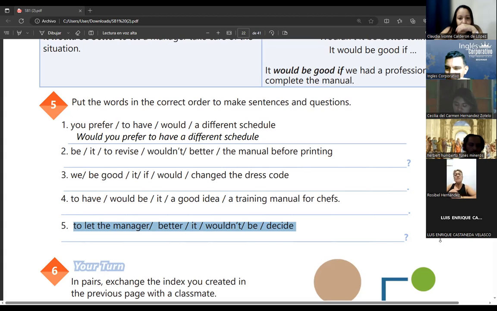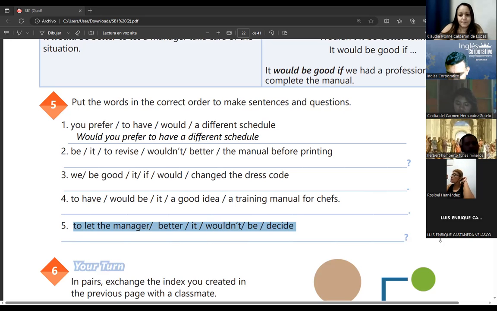Okay, Mr. Manuel, thank you. It could be better to walk to the beach. Repeat. All right. It could be better to walk to the beach. It could be good if we all spoke English.